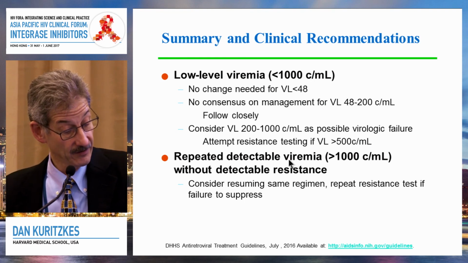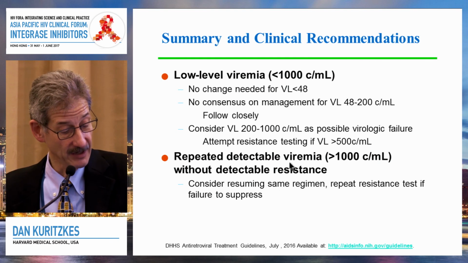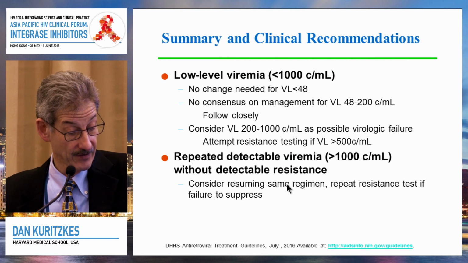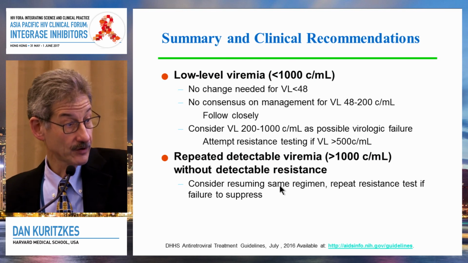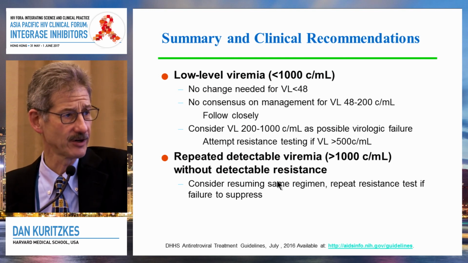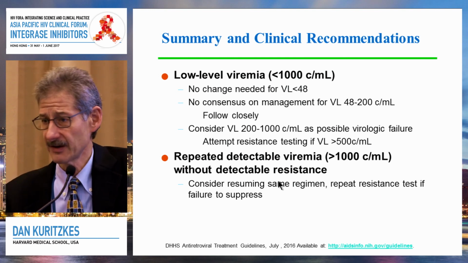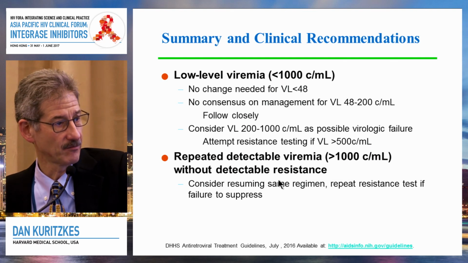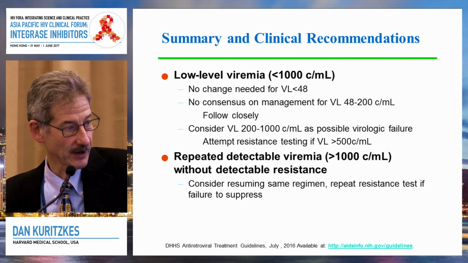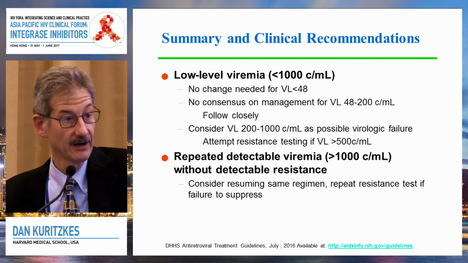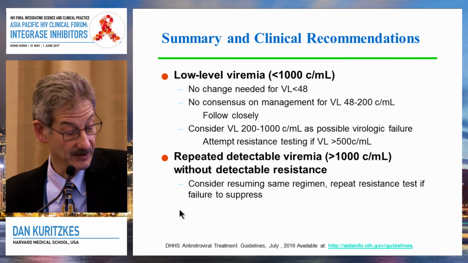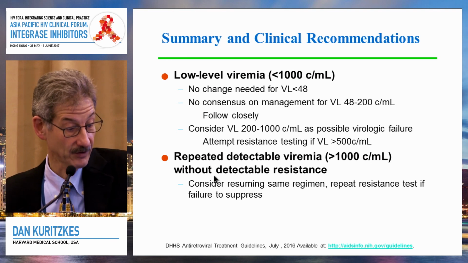samples. And then clearly, if there's repeated detectable viremia above 1,000 copies, in the absence of drug resistance, you can try resuming the same regimen, but you have to ask, why is this patient not taking that regimen? What is it about the regimen that isn't suited to the patient, and might they be better off with a switch, even if there isn't resistance, because they need something that is either better tolerated, more convenient, or something that they prefer, and then repeat resistance testing if they fail to suppress after a change.